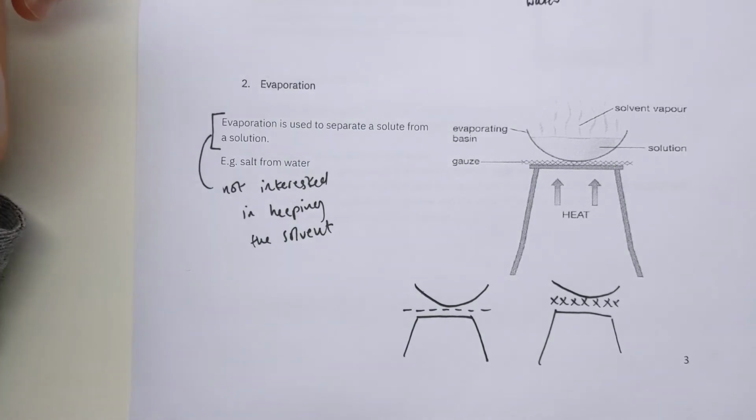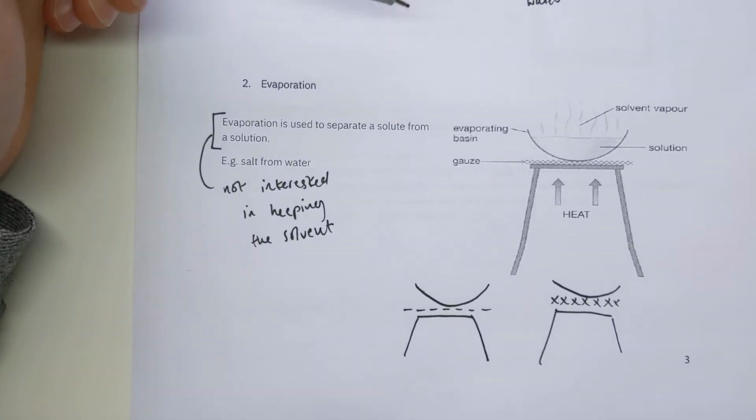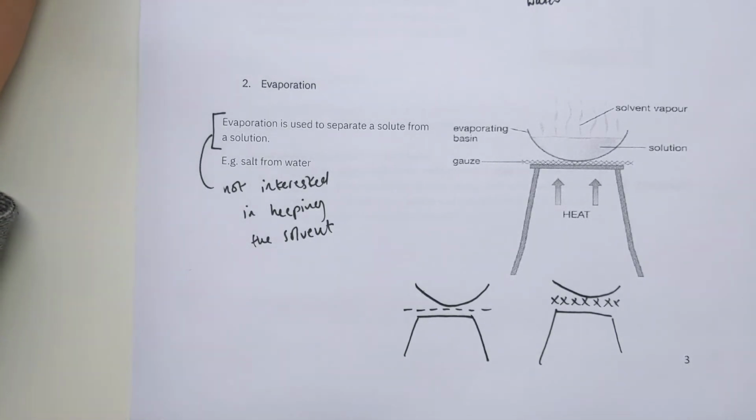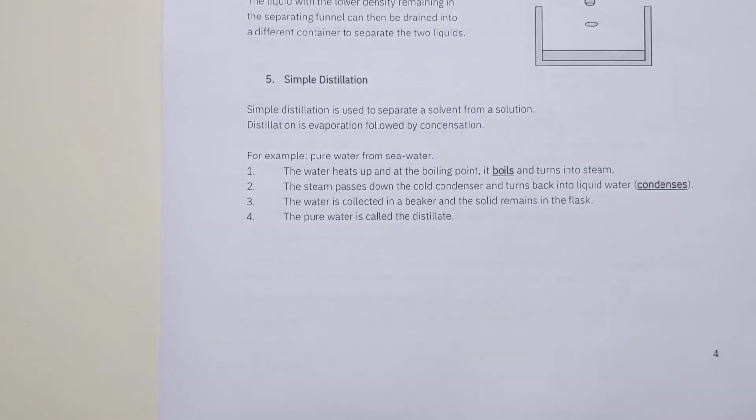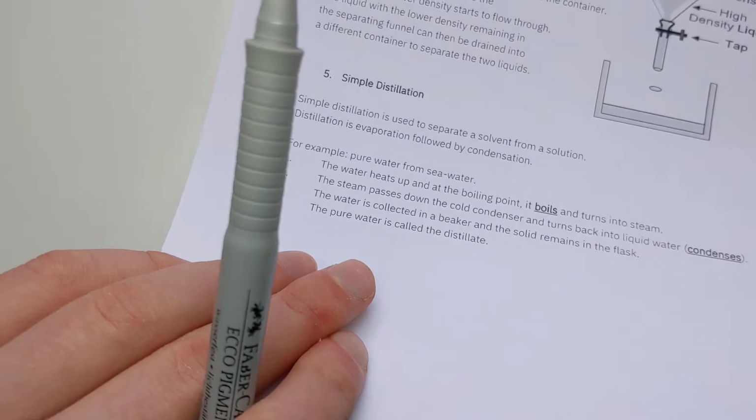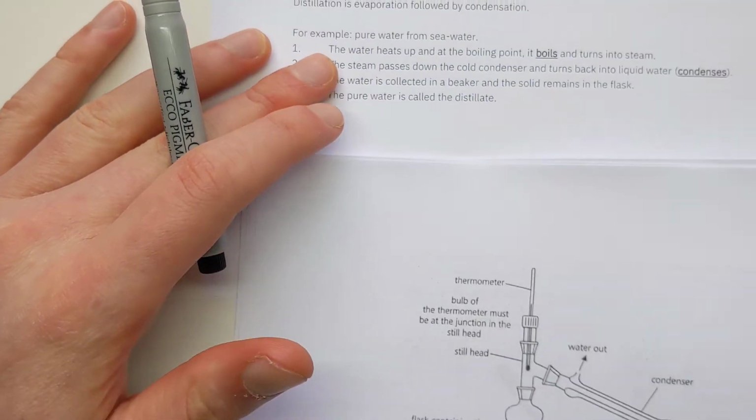I might have a scenario where I do want to keep the solvent or the liquid. For example, if I was on a desert island and I needed some water, I would get some seawater, which is salty, so I can't drink it. I want to evaporate the water to get it separated, but I don't want to lose it. I want to keep the water that's been evaporated. If I want to do that, I use a technique called distillation. And this diagram is on the top of the next page. I'll show you here.